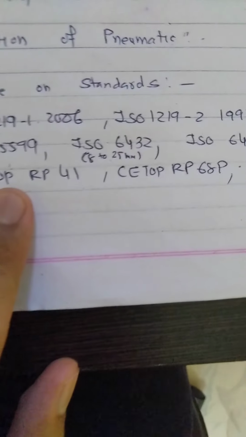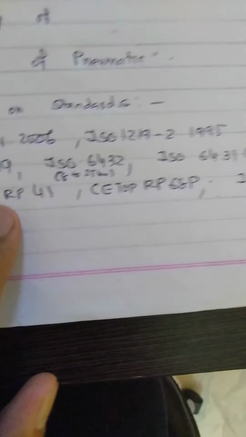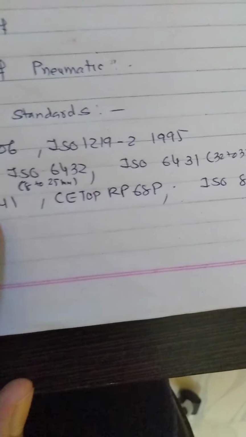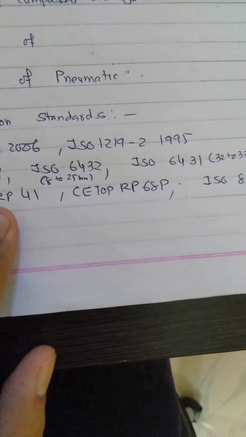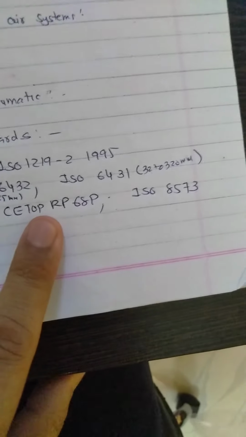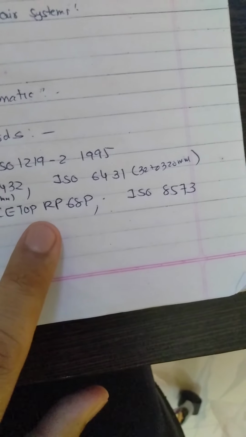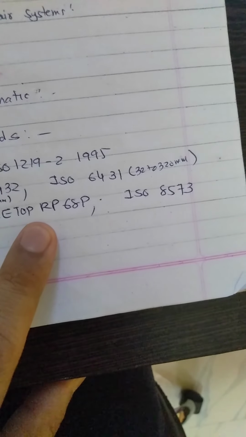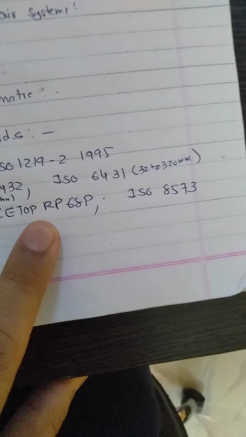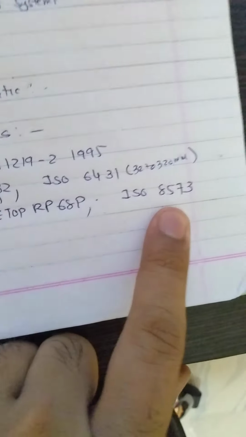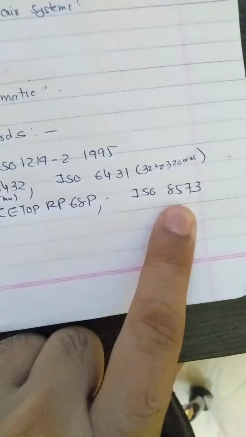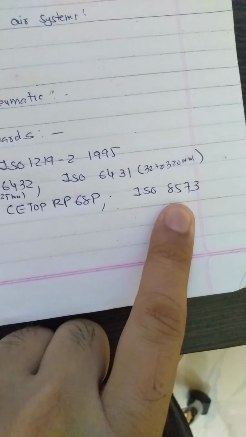Then comes CETOP RP 41. It covers hydraulic and pneumatic system circuit diagrams. This stands for identification code for ports and operators of pneumatic control valves and other components. And ISO 8573 is the quality classes of compressed air for general use.